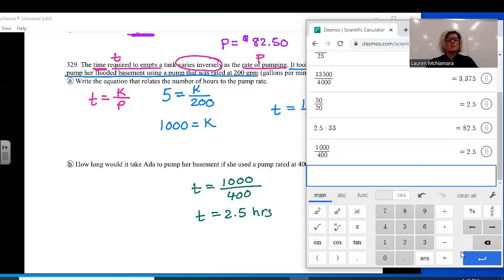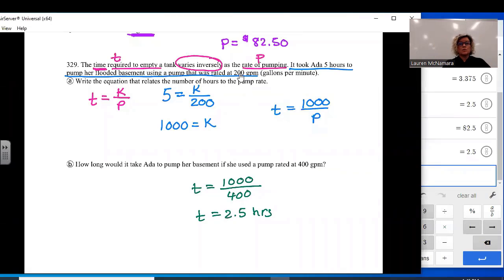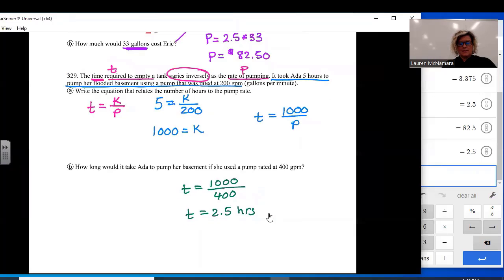Now, one of the things that you do is you go back and say, is that something that makes sense? Well, yeah, the first rate was 200 gallons per minute and it took her 5 hours. If she gets something that is 2 times as fast, now it's rated 400 gallons per minute, it's going to take half the time. So, just kind of go back and say, does that answer make sense?